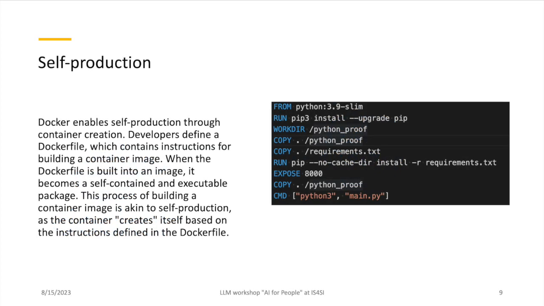Docker enables process replication through container creation. Developers define a Dockerfile, which contains instructions for building a container image. When the Dockerfile is built into an image, it becomes a self-contained and executable package. This process of building a container image is akin to self-production, as the container creates or replicates itself based on the instructions defined in the Dockerfile.